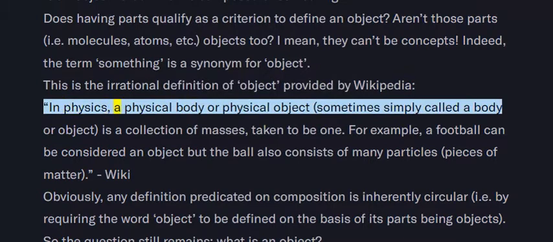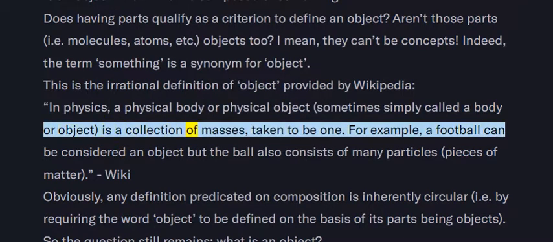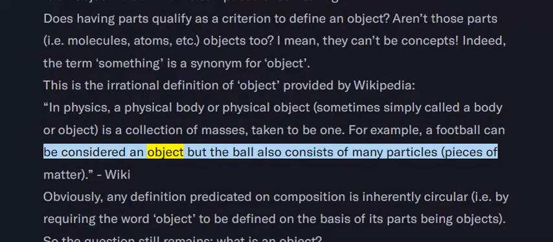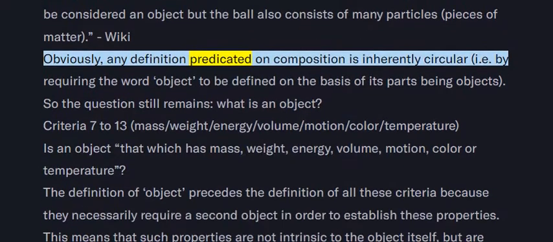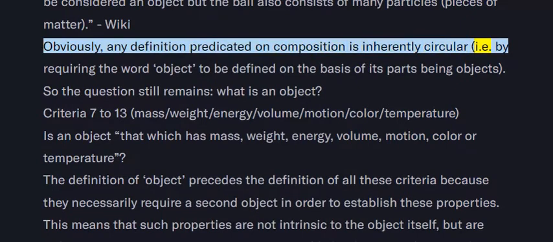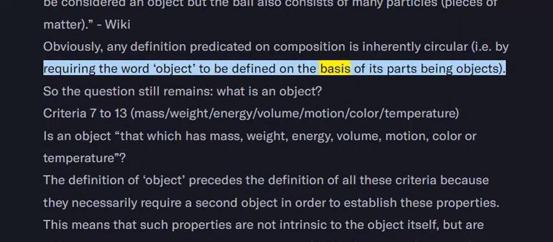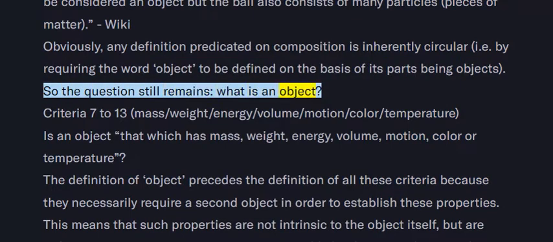In physics, a physical body or physical object, sometimes simply called a body or object, is a collection of masses, taken to be one. For example, a football can be considered an object, but the ball also consists of many particles, pieces of matter. Obviously, any definition predicated on composition is inherently circular, i.e. by requiring the word object to be defined on the basis of its parts being objects. So the question still remains, what is an object?